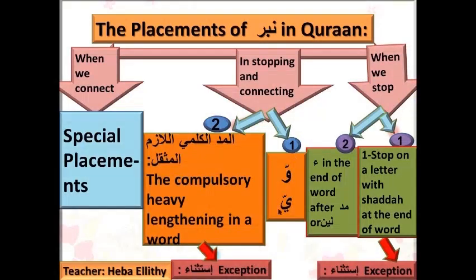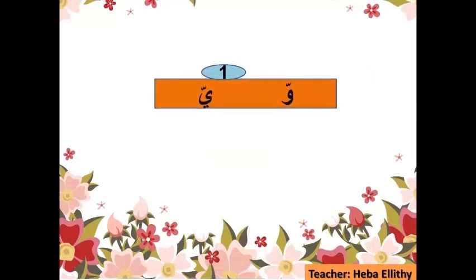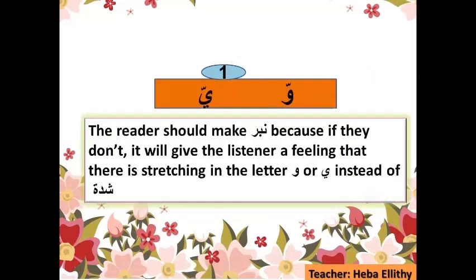Now we will talk about waw shadda and ya shadda, and how we make nabr on them. We make nabr on them in both cases, when we connect or when we stop, so all the time I make nabr on them. Why? The reader should make nabr because if they don't, it will give the listener a feeling that there is stretching in the letter waw or ya instead of shadda. Let's see examples and see how we make nabr on it, and if we don't make nabr on it, how it will sound.